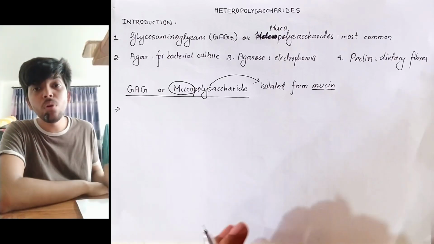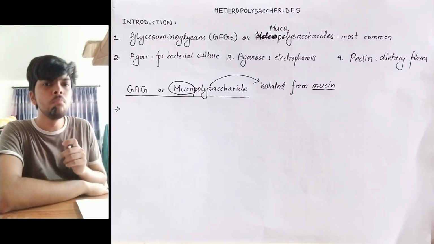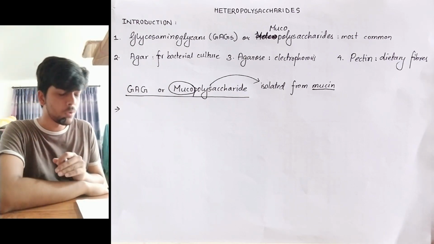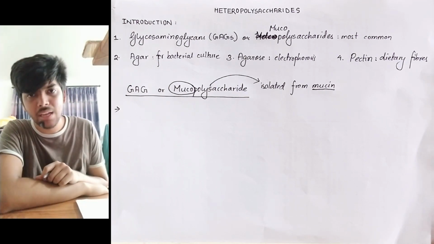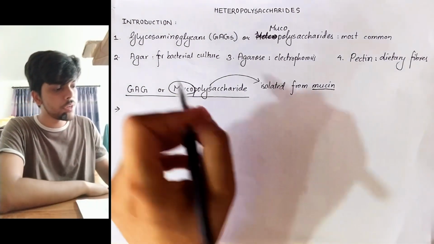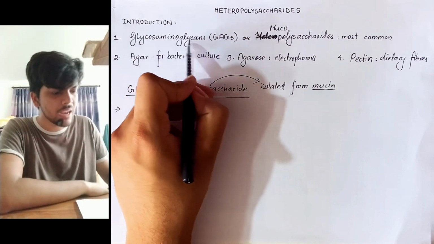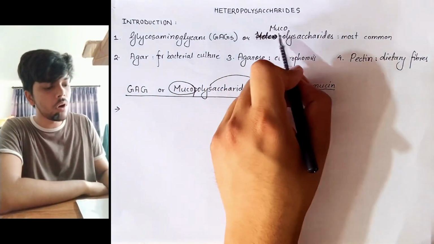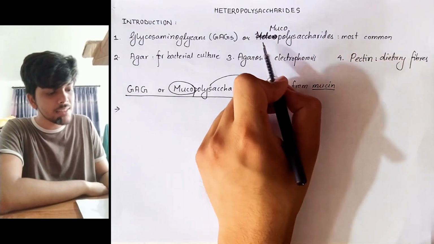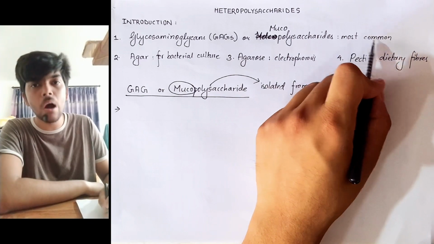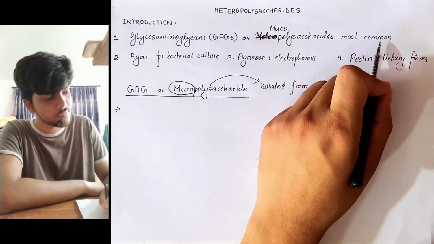Heteropolysaccharides are polysaccharides that contain more than one type of sugar unit. There are various types of heteropolysaccharides, and among them I have mentioned here four major types. There's your glycosaminoglycans, where glycan refers to polysaccharide. In short, GAGs, which is also called mucopolysaccharide. This GAG or mucopolysaccharide is the most commonly found heteropolysaccharide.